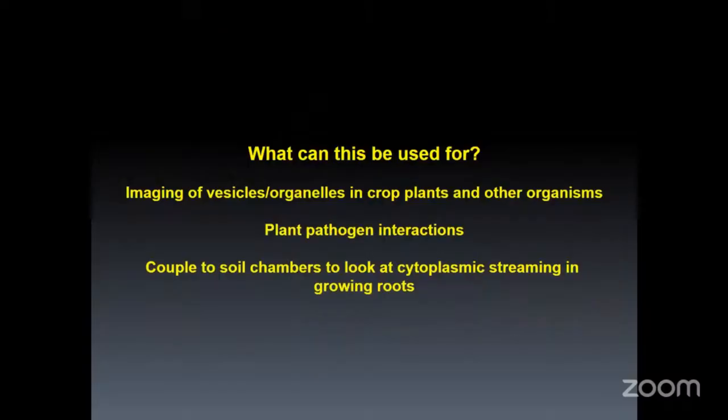So what can this be used for? We can image vesicles and organelles in crop plants and other organisms. We think, actually, we are pretty sure that we can use this. We're doing it currently for infection, for example, a plant pathogen in barley, and of course any other crops as well. And we think we can also couple this to the soil chambers that I was just showing you, to get a better view of non-cell-biology-tractable systems and look at those in real time as well.